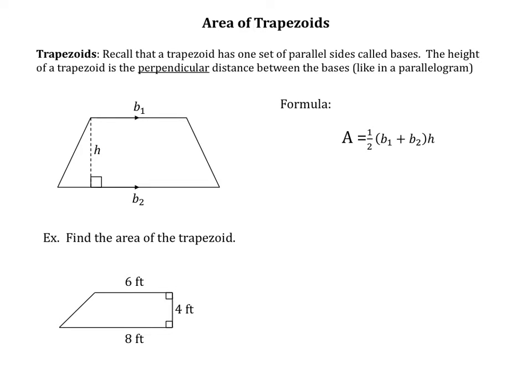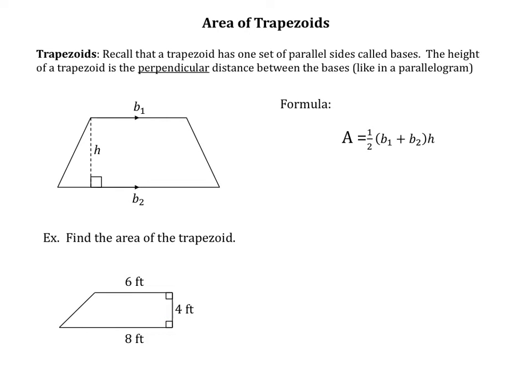Now let's look at the area of this trapezoid. So here I've got my two bases, 6 and 8, and in this case my height is actually one of my side lengths because you can see here it's the perpendicular distance between the two bases. You can see those two right angles.